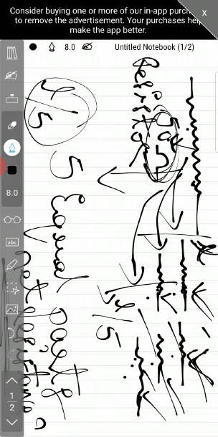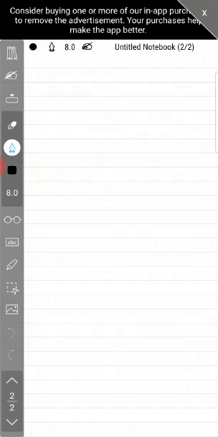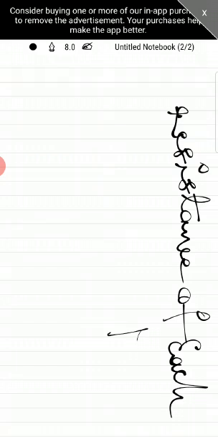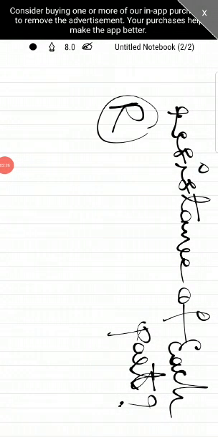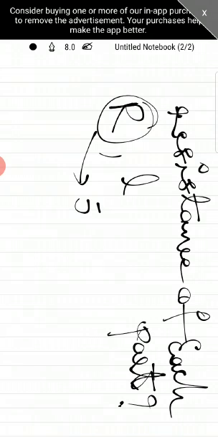Now let us find out the resistance of each part. Initially we have a resistor of resistance capital R, and its length is small l. Now this resistor is divided into 5 equal parts.